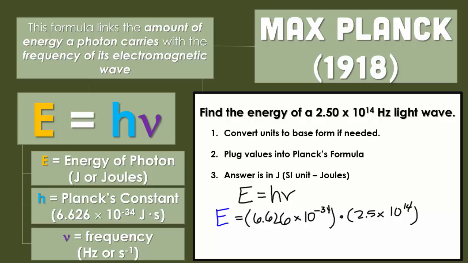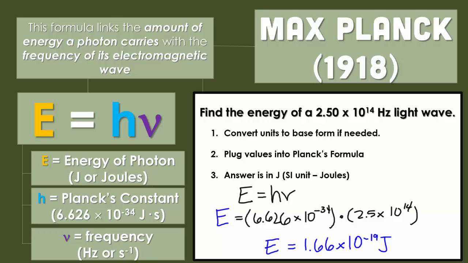So, plug in the numbers, 6.626 times 10 to the negative 34th, because that is a constant value. Then you're going to multiply it by 2.5 times 10 to the 14th hertz, and you end up with energy of 1.66 times 10 to the negative 19th joules.